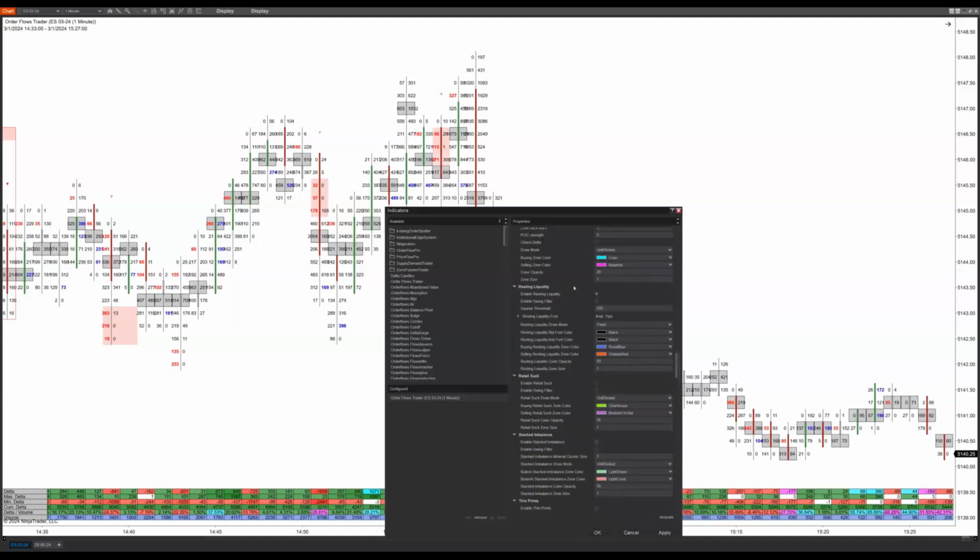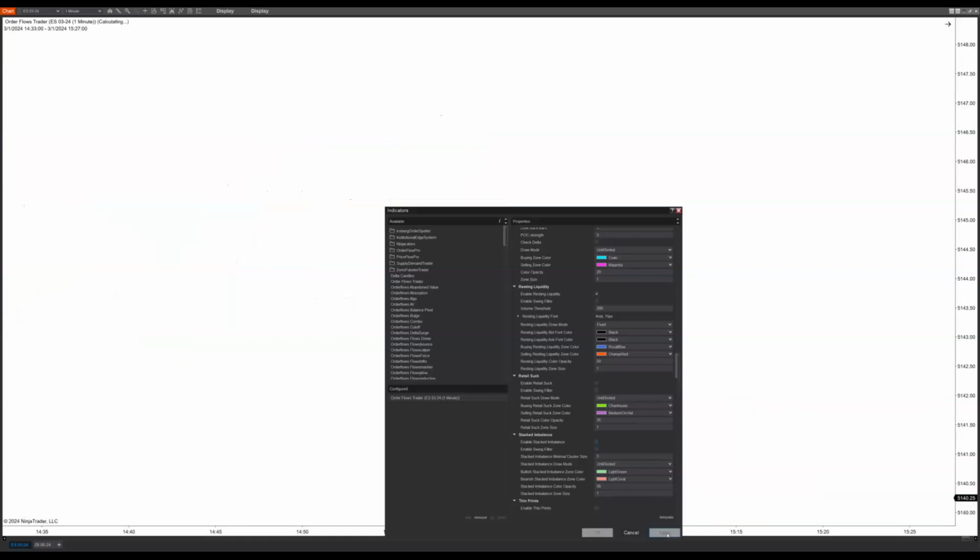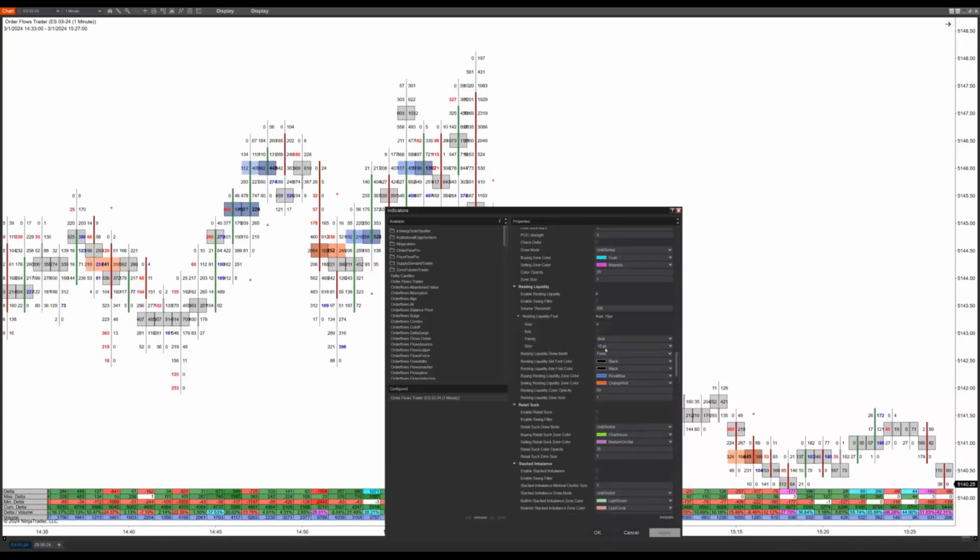Okay, so where am I here? Resting liquidity. Now again, this one has a volume threshold. Depending on the market that you're trading, you may need to adjust it, and the time frame you're trading. Again, 200 is set for E-minis. What it's going to do is color the volume areas in black, and it's going to draw the text a little bit stronger.